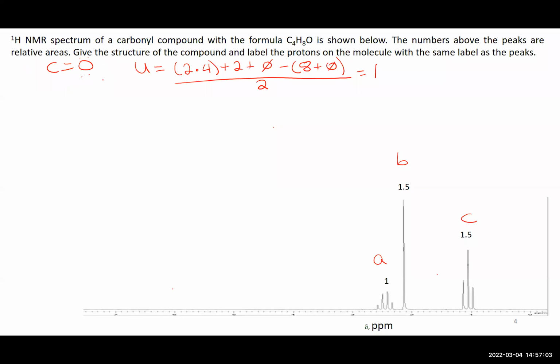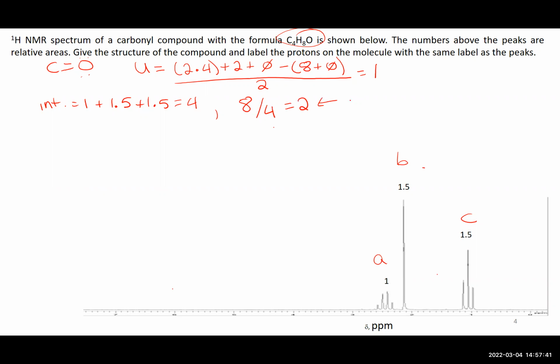So that's step 1. Step 2 is to check the integrations. So we should have 8 hydrogens because that's what the formula says in the molecule. So the integrations must add up to 8. My integrations right now are 1 plus 1.5 plus 1.5, but that only adds up to 4. So I have to correct the integrations. To correct the integrations, take the number of hydrogens in the formula, 8, divided by the sum of the integrations, which is 4, then you get a 2.